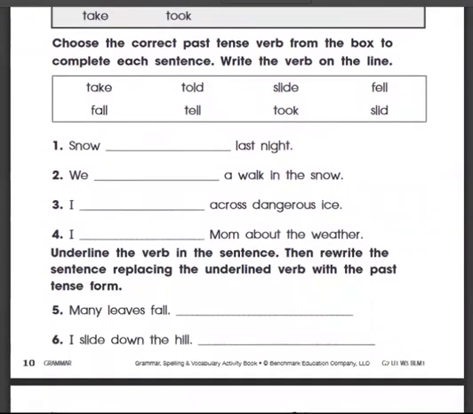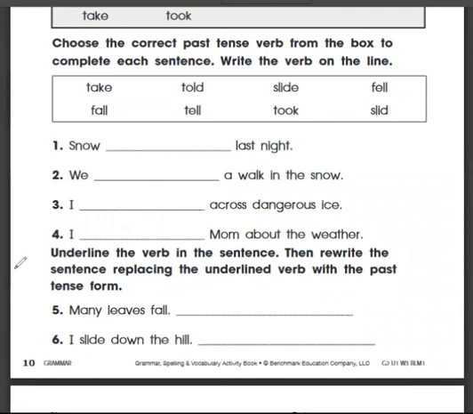So now you can pause if you need to catch up. Let's look at these last 2 on this page. Underline the verb in the sentence, then rewrite the sentence replacing the underlined verb with the past tense. So these sentences happen now. They're in the present tense. And we're going to just change the verb so it's something that happened before. Well, we're going to underline first, right? We're going to look for the verb, the action word.